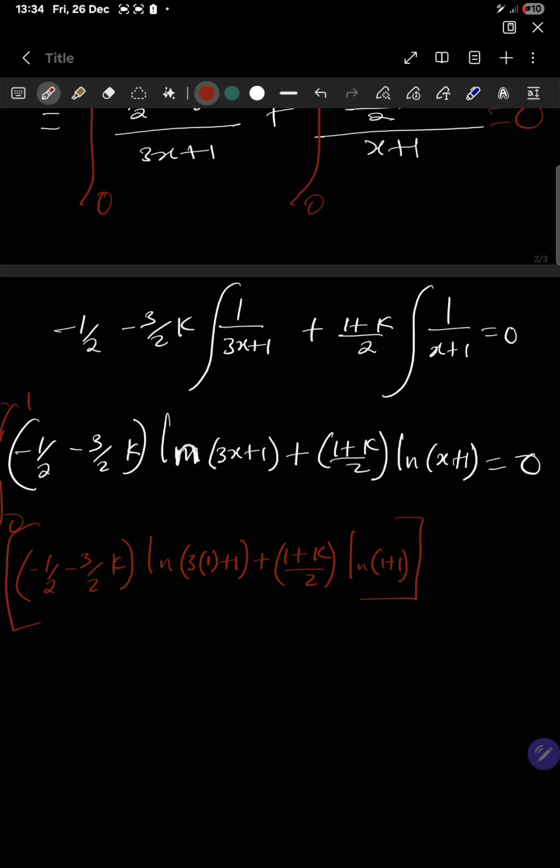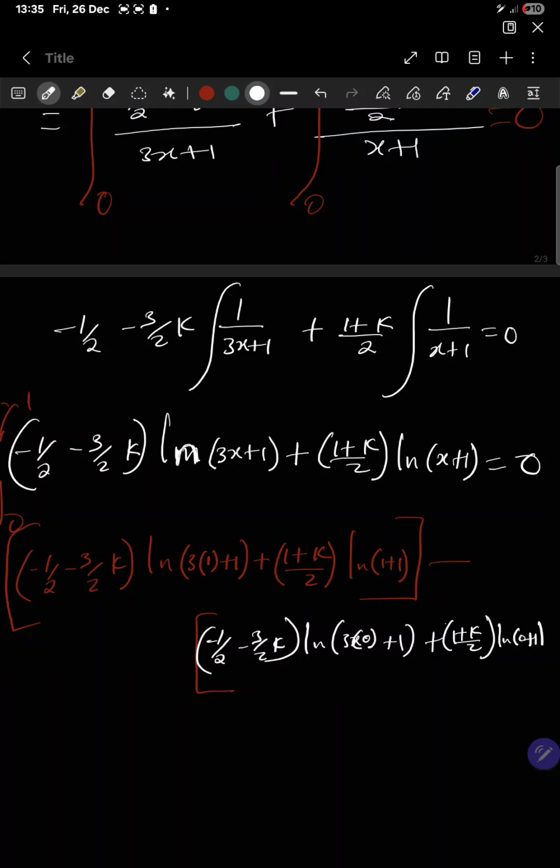We've put 1 whenever there is x. Then we say minus. We also go to the next one. We get the same equation, but now we are going to put 0, which is our lower limit, in the second bracket. So by doing so, we have negative 1 over 2 minus 3 over 2k, natural log of 3x, which is, now we are putting a 0 there, plus 1, then plus 1 plus k over 2, then natural log of 0 plus 1, equal to 0. So we equate that to 0 like that. So that is our lower limit.